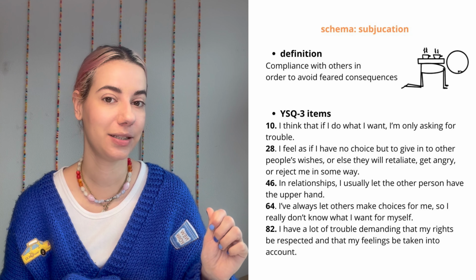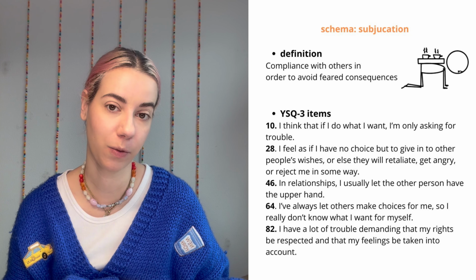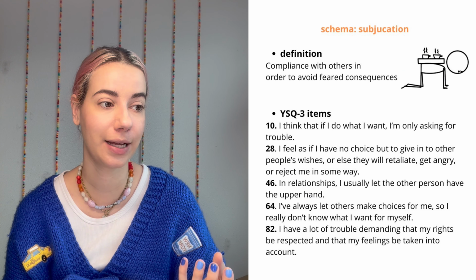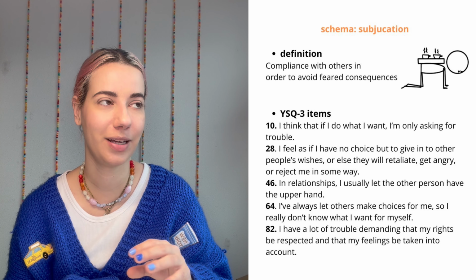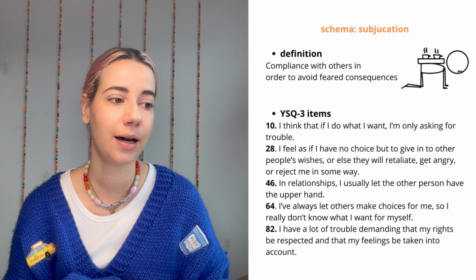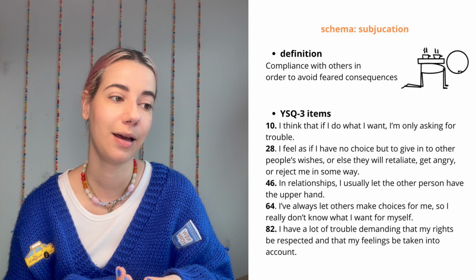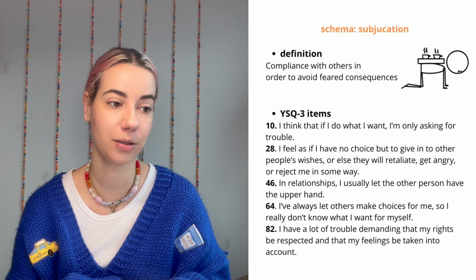The Young Schema Questionnaire measures this with items such as: I think that if I do what I want, I will get into trouble. I feel as if I have no choice to do it like this, because if I don't give in to the wishes of other people, they might retaliate, get angry, or abandon me. In relationships, I usually let other people have the upper hand. I let people make choices for me, so I don't really know what I want. And I have a lot of trouble demanding that my rights and needs are taken into account as well.